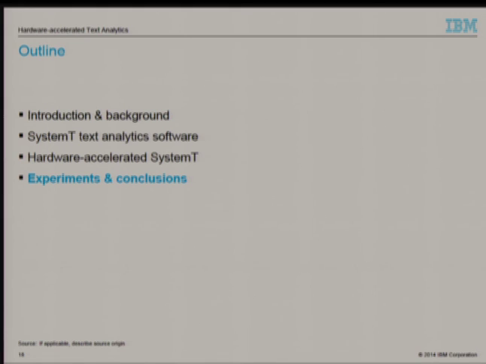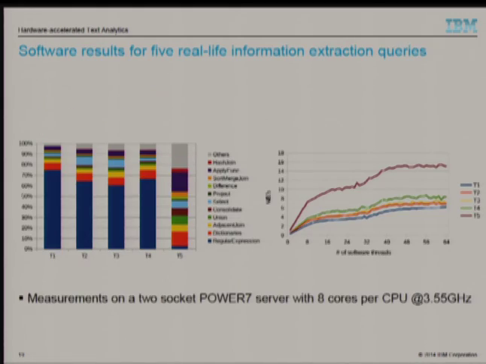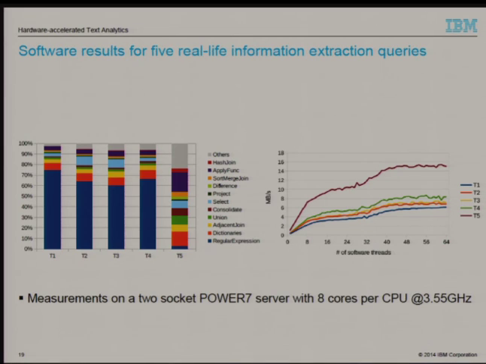So let's have a look at some of the experiments and results we see. These are software results when running System T on a 2-socket Power 7 system. You can see the throughput on the right-hand side, and on the left-hand side you see the relative execution time of the operator categories that you have within the queries that we were using. So you see that the queries T1 to T4 are all mainly dominated by regular expression matching and dictionaries, whereas T5 is dominated by relational algebra operators.